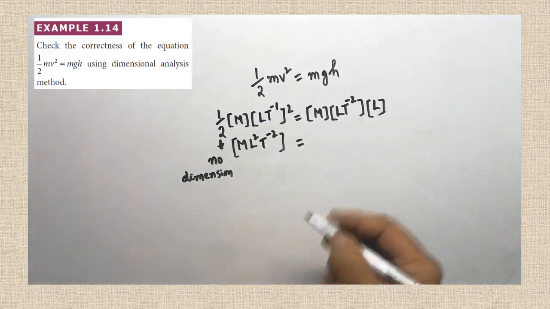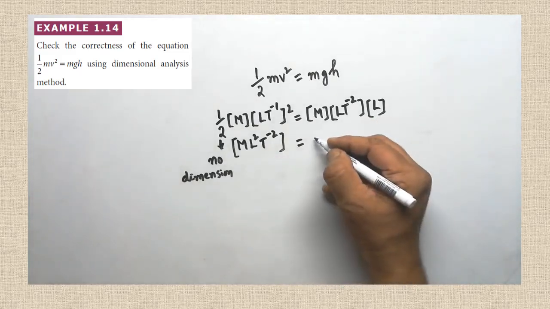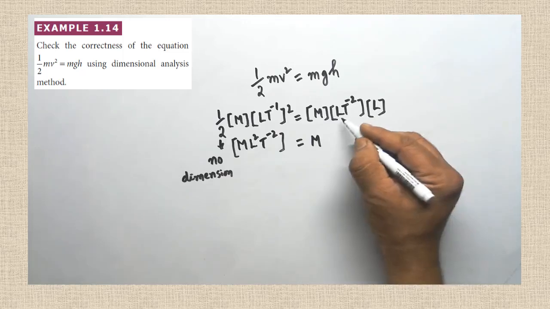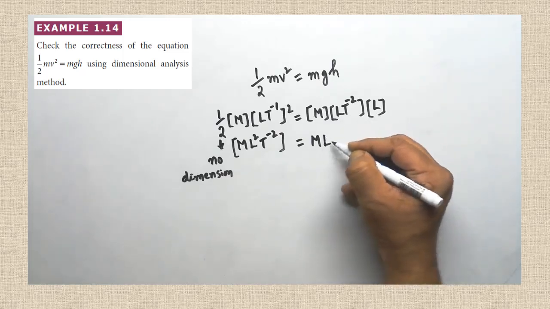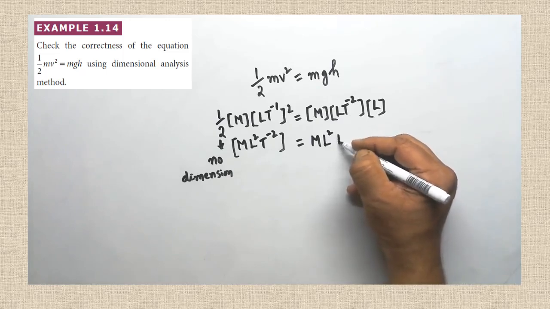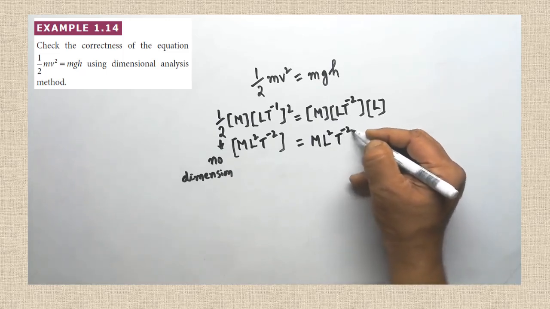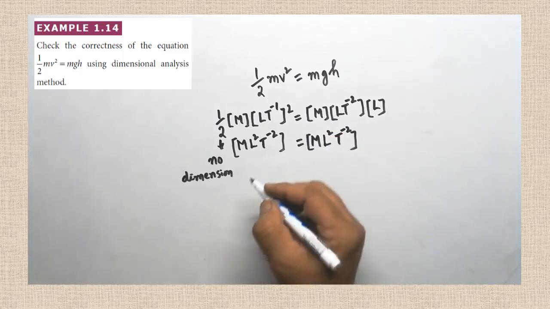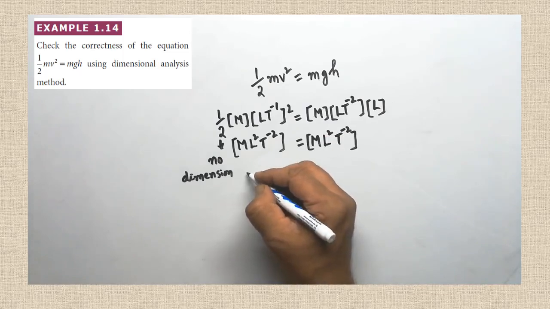Are you clear? Let's see the RHS factor. M can be written, here one L is there, here one L is there. These two can be multiplied and written as L squared. And what is the remaining factor? T to the power of minus 2. So this is the dimension of the RHS. So you have to write like this.